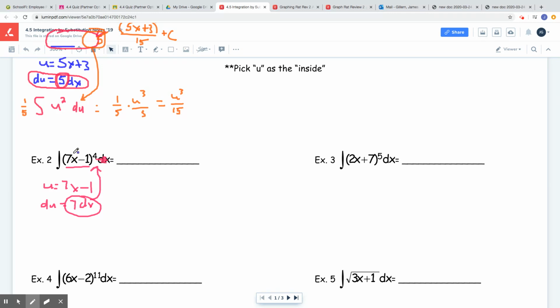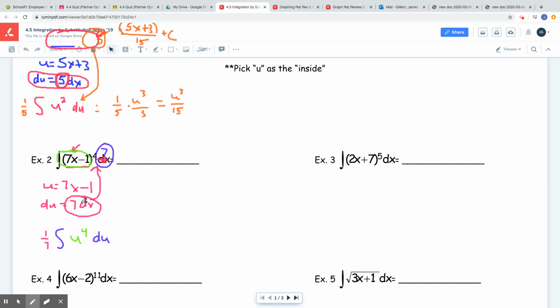What am I missing? There's no 7. This 7 does not count for this because this 7x minus 1 is all together, and that's going to be our u in a second. So I need to add in the 7. So if I add in that 7 dx, that purple thing is my du. All right. Right here, the 7x minus 1, that is my u. u to the what? It's u to the 4th. Now, you can't just put a constant in without compensating for it on the outside. So since I put a 7 here, I need to put a 1/7 on the outside.